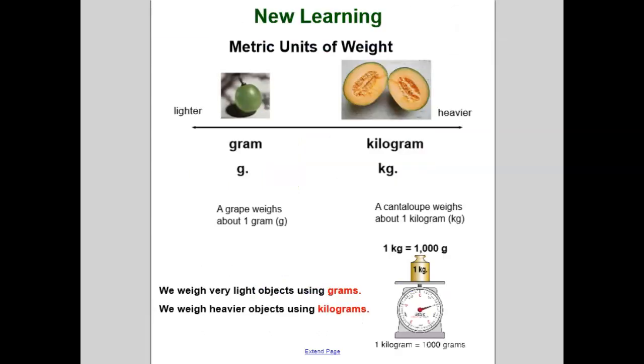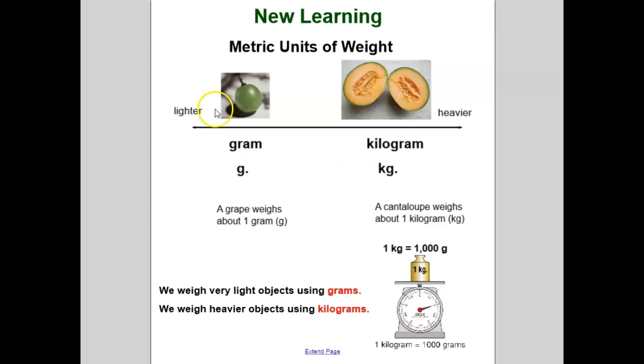Sit up really straight because now we're going to focus on our new learning for today. Our new learning for today is all about how we weigh objects using metric units. So what are the two metric units that we use to measure weight? There are only two, so it's pretty simple to remember. There are grams and kilograms. Say that with me, grams and kilograms.